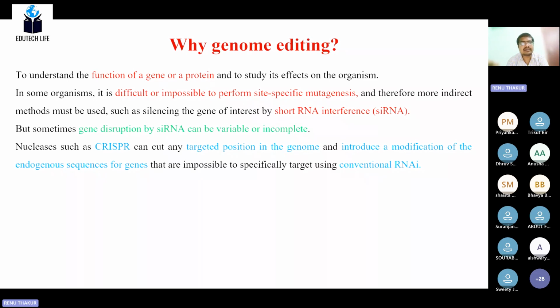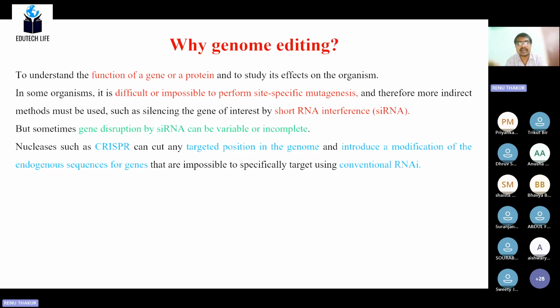Nuclease enzymes such as CRISPR can cut any target position in the genome to introduce a modification of the endogenous sequences, for genes that are impossible to specifically target using conventional RNAi technology.